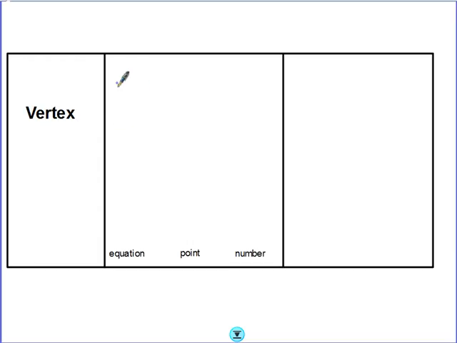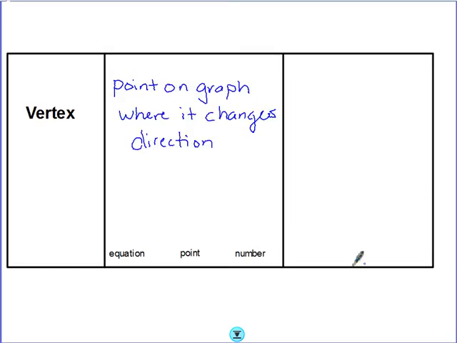Okay, so the vertex is the point on the graph where it changes direction. So if I have a graph that looks like this, my vertex would be right down here at the bottom because I'm going down, down, down, down, down. Then once I get to the vertex, now if I keep going, I'm going up. Alright, so it's either the lowest point or the highest point, and it's the place where it changes direction.